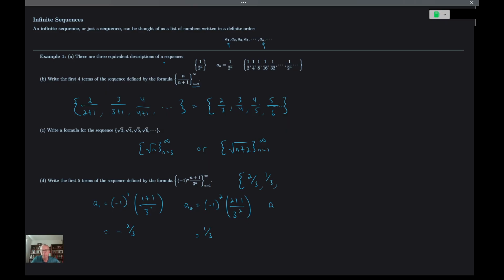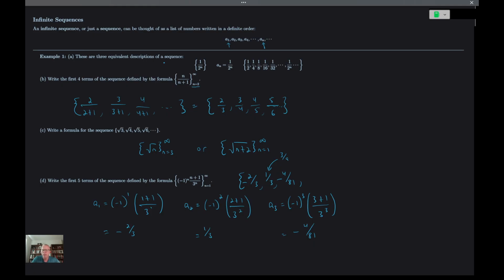Then the next one, we get (-1) cubed times (3 plus 1) over 3 cubed. And so this will be negative: (-1) cubed is -1, and then 4 over 27. Now, when you simplify the fraction, sometimes it's harder to see the pattern. But if you don't simplify the fractions, a lot of times you can see the pattern.